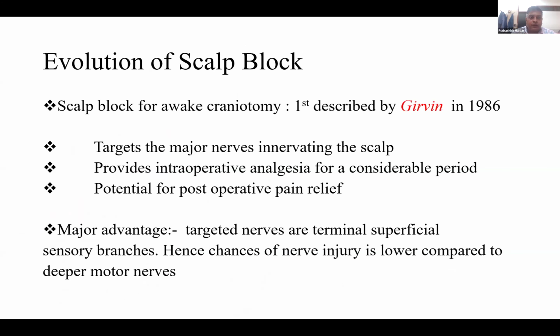Now, coming to the evolution of scalp block. The scalp block is an important armamentarium for the anesthesiologist while performing an awake craniotomy. This was first described by Girvin, and this targets the major nerves innervating the scalp, provides intraoperative analgesia for a considerable period, and also provides potential for pain relief. The major advantage of scalp block is that it targets specific superficial sensory branches. Hence, chances of nerve injury is low as compared to deep motor nerves, and motor block is also absent.